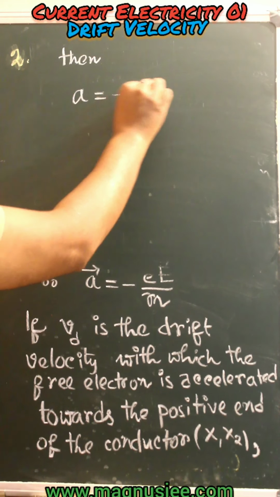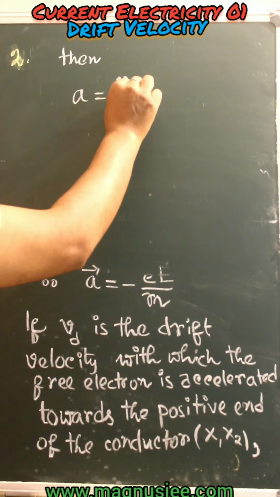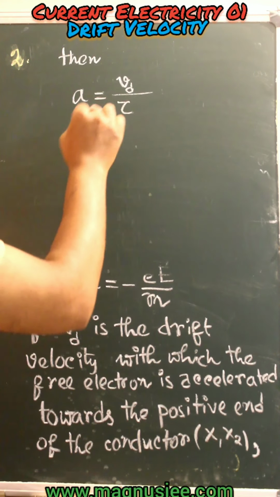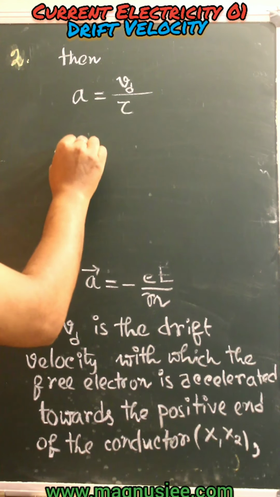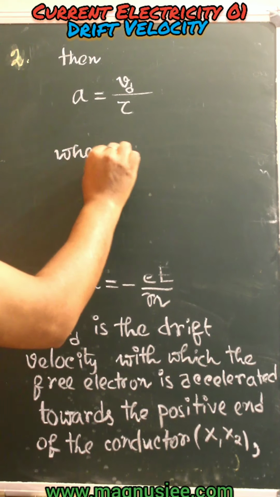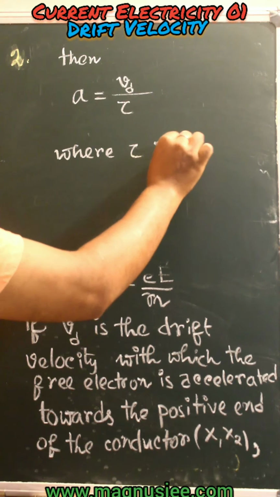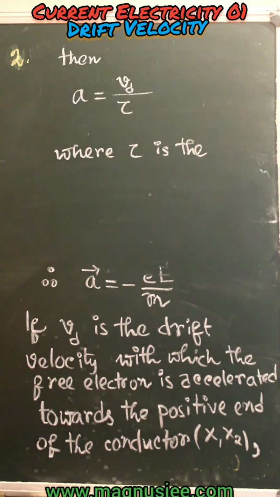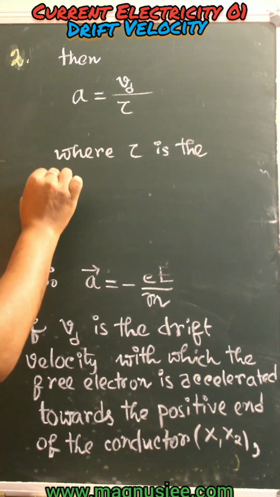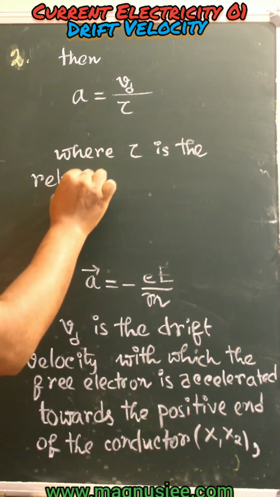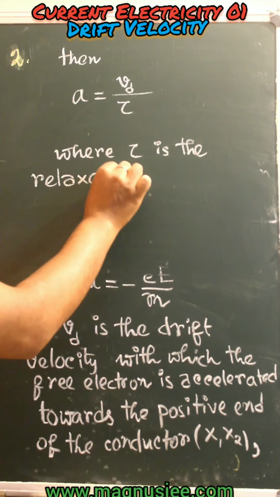a equals Vd by tau. Vd is the drift velocity and tau is the relaxation time. You know that acceleration is change in velocity by interval of time. That's why we have written acceleration a equals Vd by tau, where tau is the relaxation time.